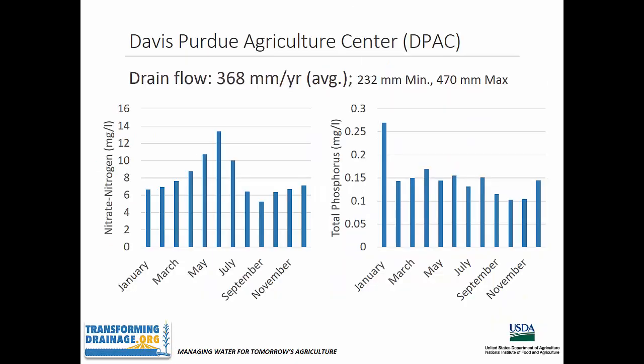The annual drain flow for the Davis-Perdue Ag Center averaged 368 millimeters per year during the 10-year record. Monthly concentration values for nitrate, nitrogen, and total phosphorus are shown here as well. These monthly average values were applied to daily drain flow measurements to estimate nutrient loads moving through the drainage water recycling system.